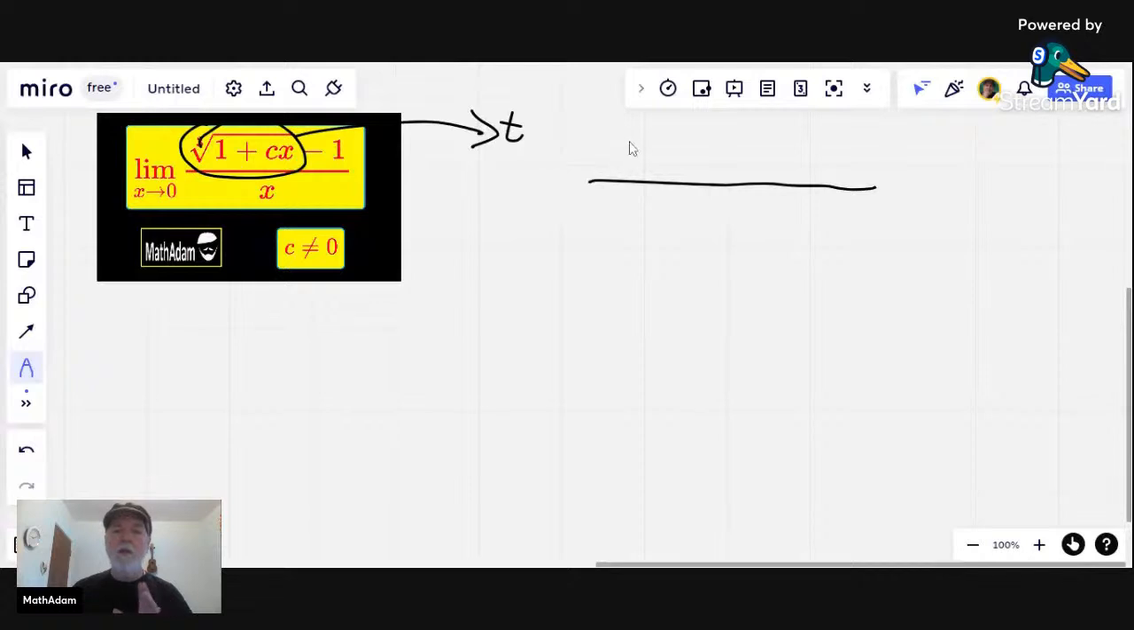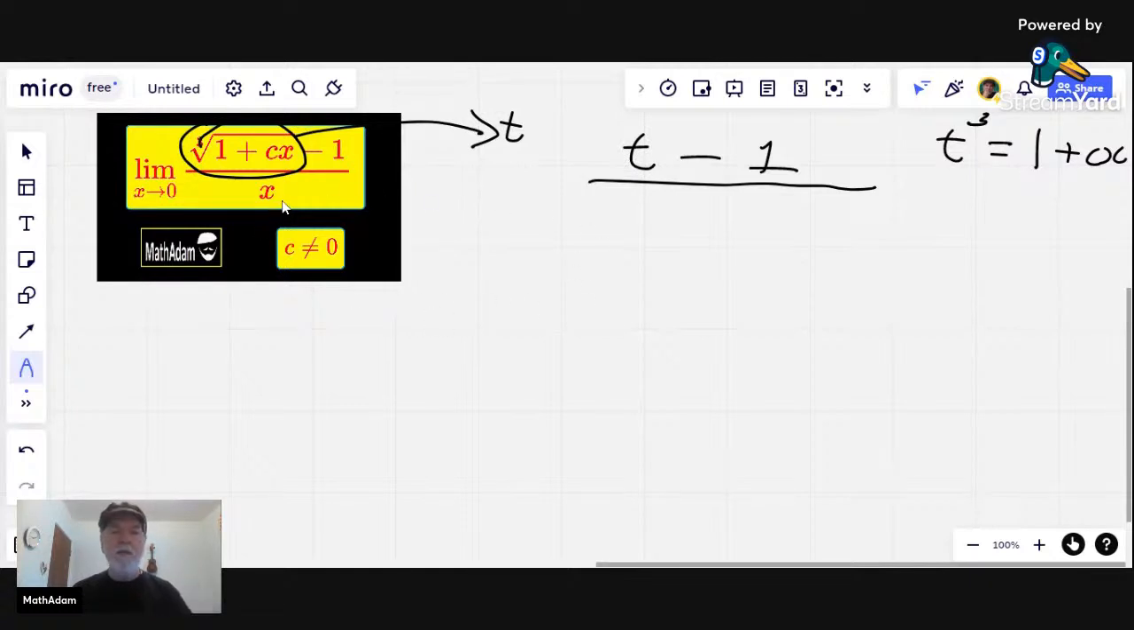So what do we got here? We've got t minus 1 on top, and we've got x on the bottom. We have to figure out what that is. What we're saying here is that t cubed equals 1 plus cx. And so when we take the cube root, we just end up with t. This whole thing is t.